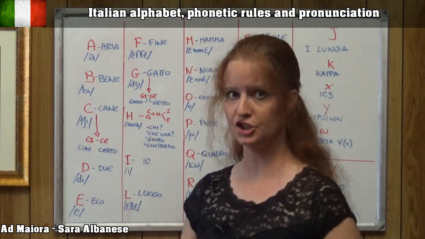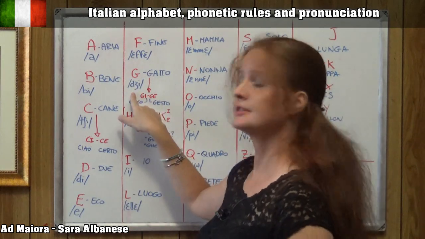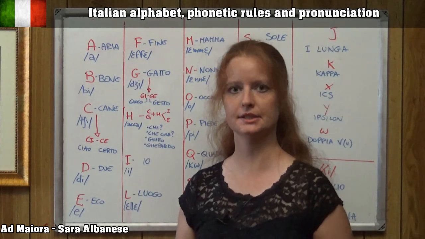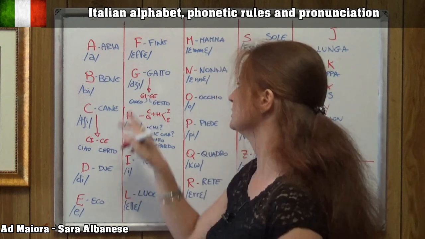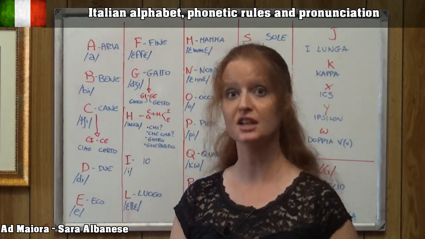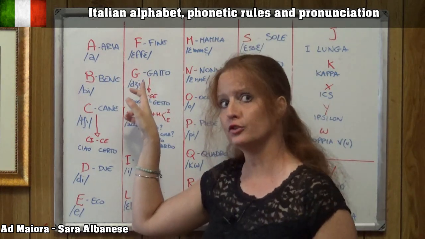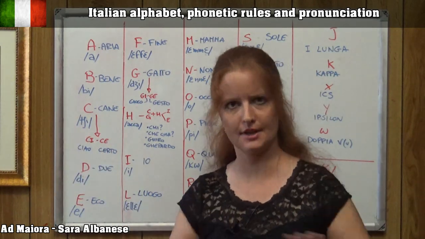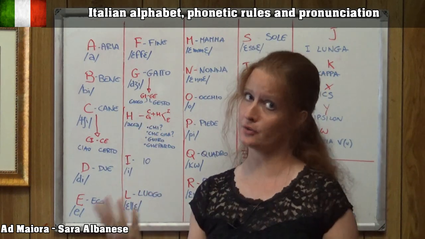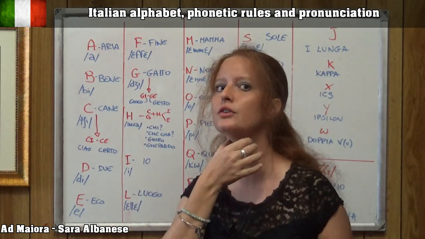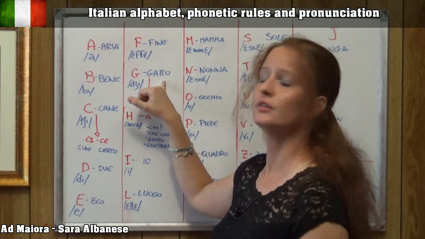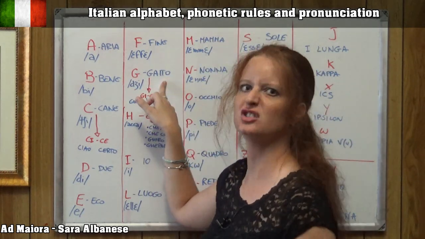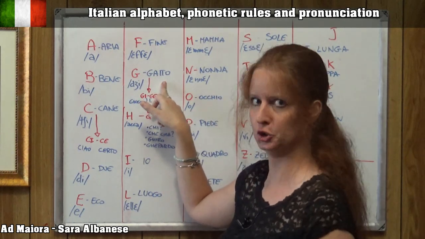G. This is the way it is written in the IPA, the international phonetic alphabet. The way it is pronounced is gi. Now, the rule here for the G is exactly the same we mentioned before for C. It is absolutely the same. We call it gi, but when we pronounce it, it is normally G, so it's a hard sound. Like, for example, in the word gatto, gatto is cat. It's not giatto, okay? It is G, gatto.